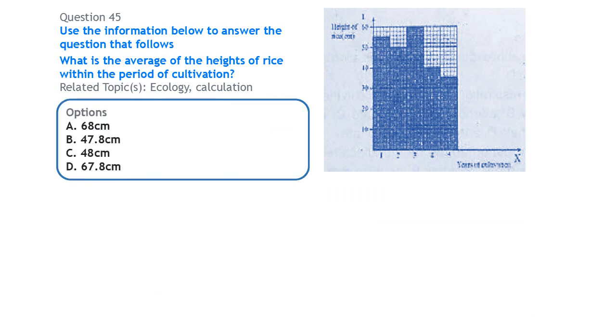Using the same diagram, the question is, what is the average of the height of rice within the period of cultivation?